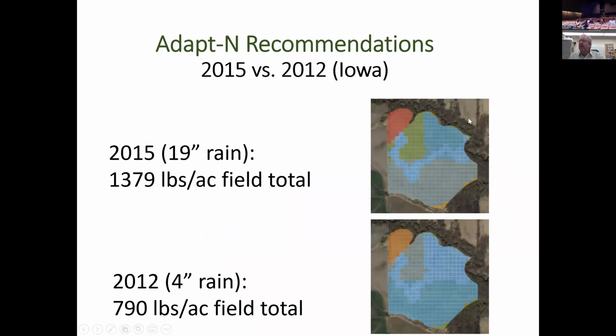So here's just an illustration of that. This is a field in Iowa in 2015, 19 inches of rain in the early part of the growing season, very wet. And then in 2012, which is a very dry year. And you can see that the total amount of nitrogen that was needed for that field was quite a bit different for those 2 years. So that's just an illustration, and these are Adapt-N recommendations.